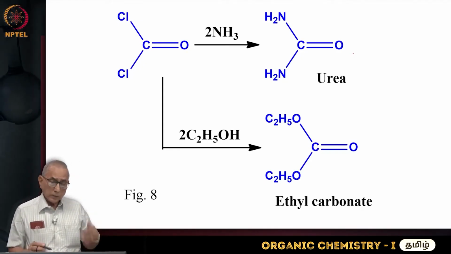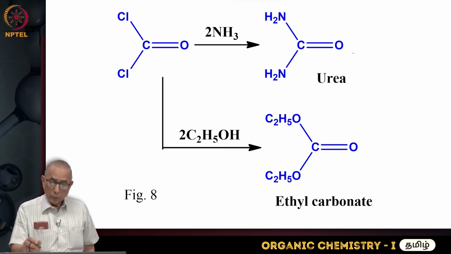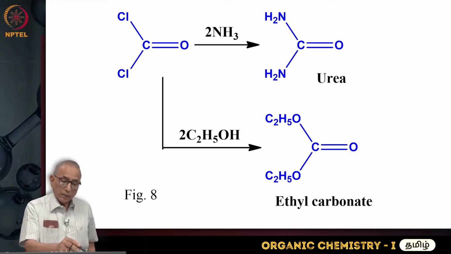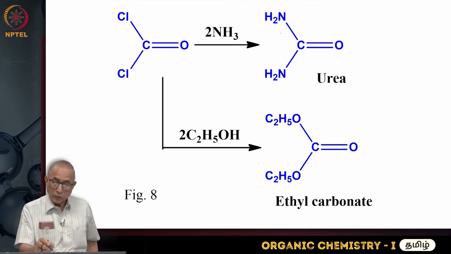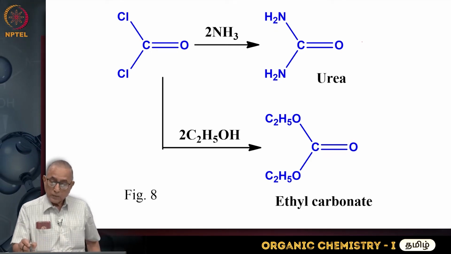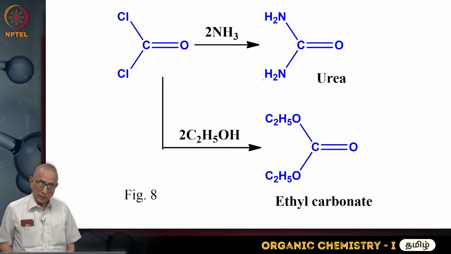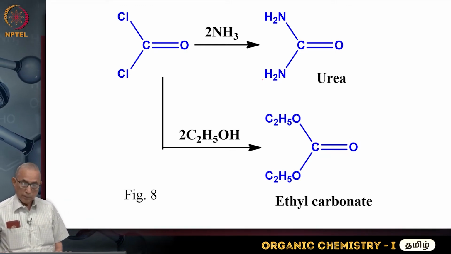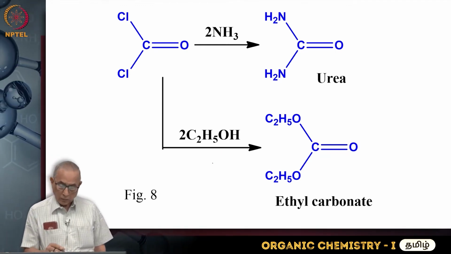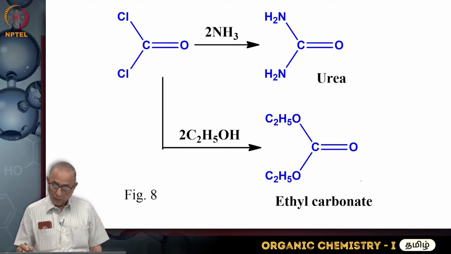Phosgene reacts with ammonia to form urea. The ammonia interacts with this carbon, removes the chlorine to form NH2 here. The same with this to form two NH2 groups. This compound is urea. Urea is used as a fertilizer in agriculture, especially for paddy. If instead of ammonia you react with two molecules of ethanol, you will get diethyl carbonate.